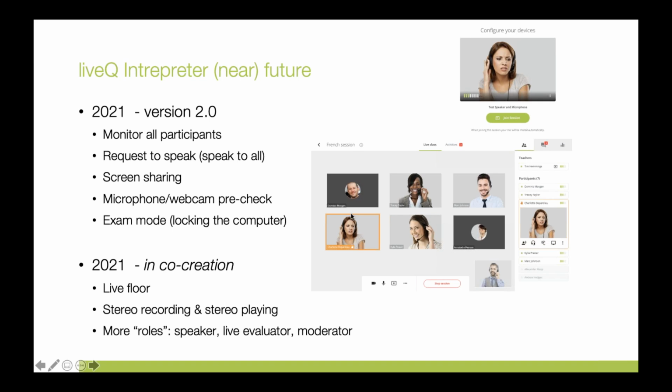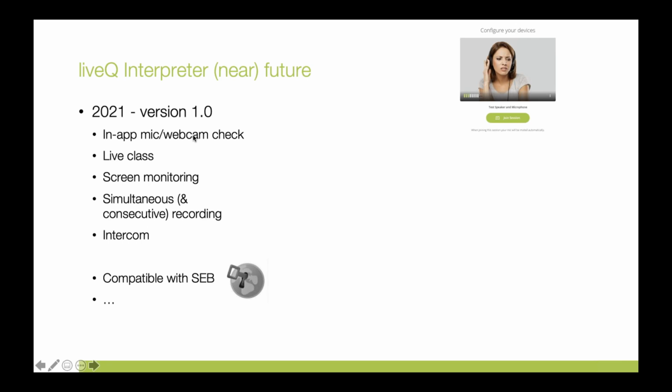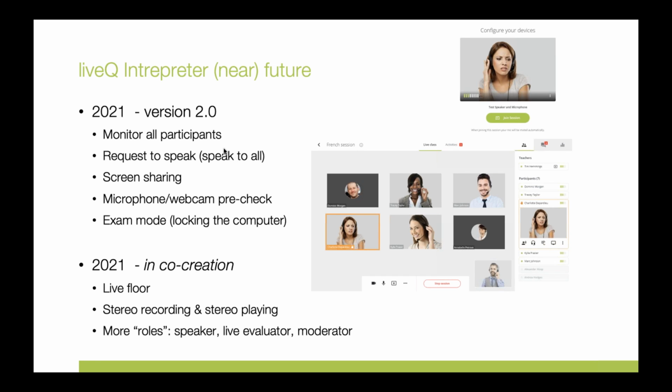The same for screen sharing. Now, with screen sharing only the teacher can see the screen of the student, but we will allow one of the screens to be shared to all the participants. The microphone and webcam check that is available now in the system in the options tool will become a microphone webcam pre-check. So we will check if it works before allowing you into a class. That will be a change in version 2.